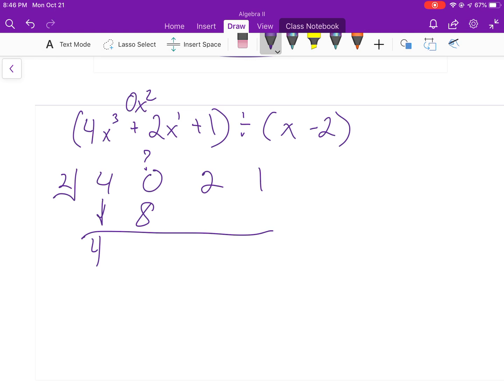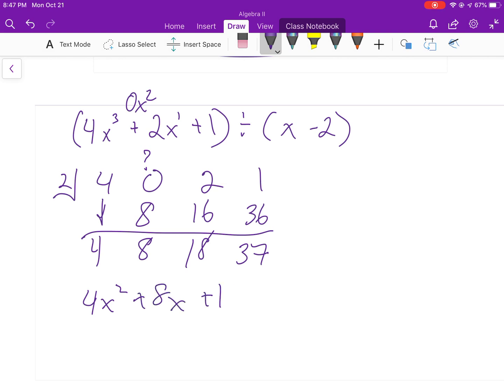So 8, 16, 18, times 2 would be 36. Okay, so 37. So it would be 4x to the second plus 8x plus 18 plus 37 over x minus 2. My remainder doesn't always need to be 0. It's just really nice if it is. It means it's a factor. But again, make sure that you put that 0 in its place to hold that spot.